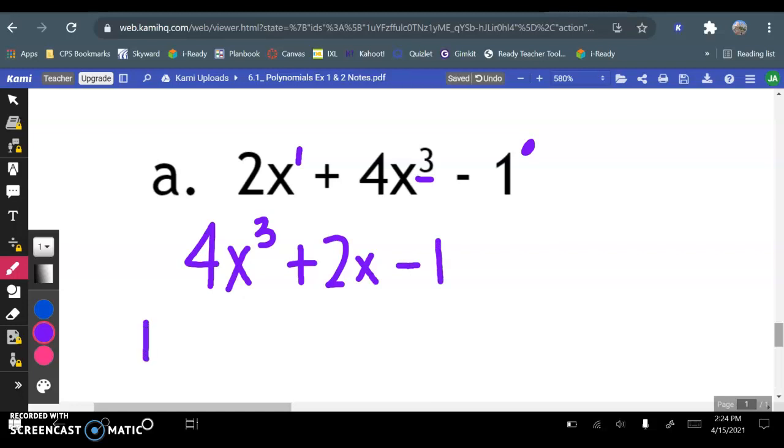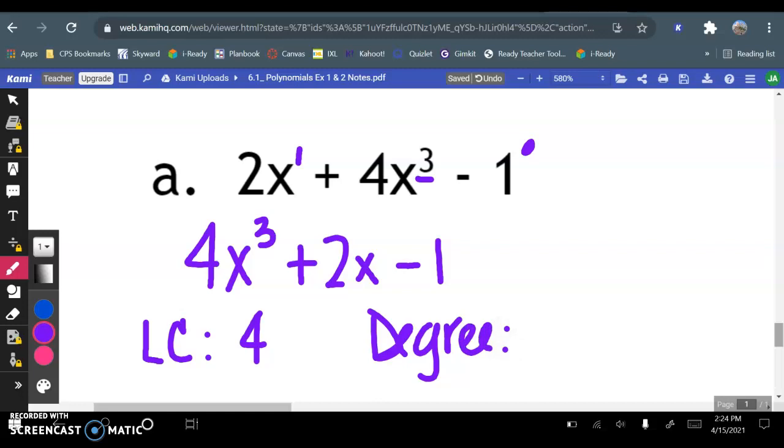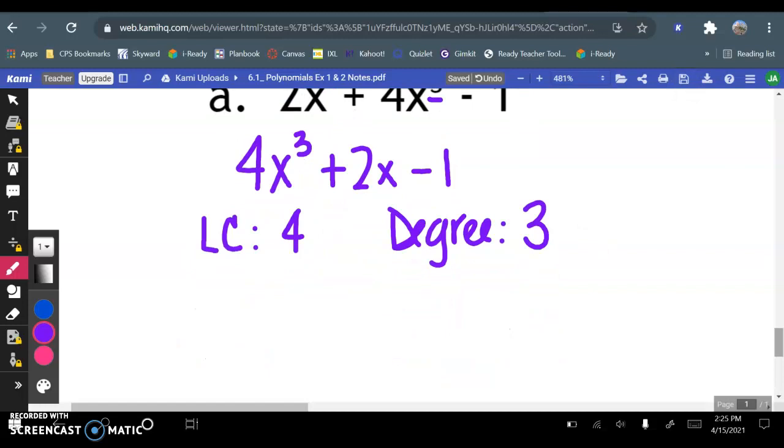After we put it in that order, the leading coefficient is the coefficient out front of the first term. So this one is a 4. The 4 is out front. Then the degree, we just put them in order from highest exponent to lowest. So the degree is the first term's degree, which is 3. It's the highest exponent. And then terms, how many terms are there? There's 3 different terms.